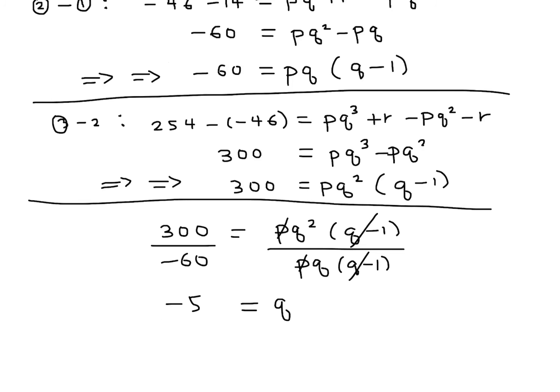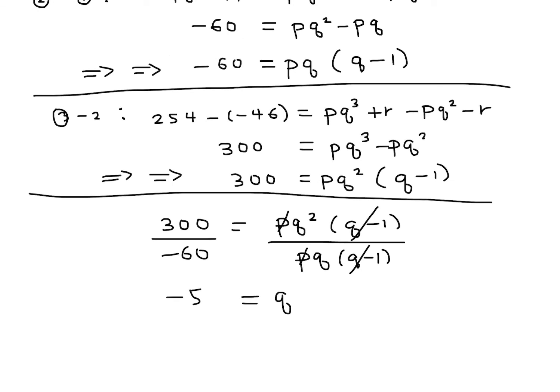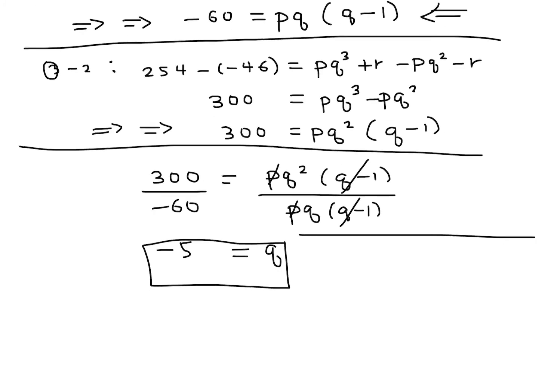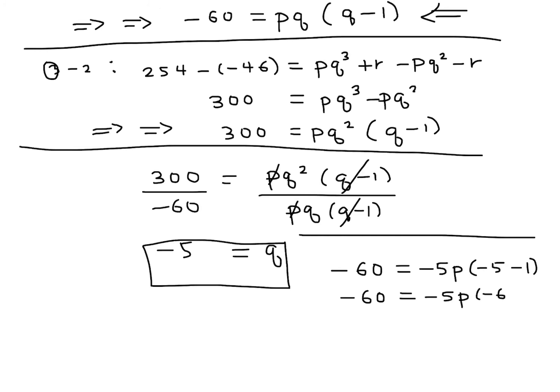So that's good. Now we can solve for p. We can just put it back into here, or anywhere really. So if I put q equals negative 5 into there, let's see what I will get. Minus 60 is equal to minus 5p times minus 5 minus 1. So minus 60 is equal to minus 5p times minus 6. So that's 30p is equal to minus 60, and therefore p is equal to negative 2.